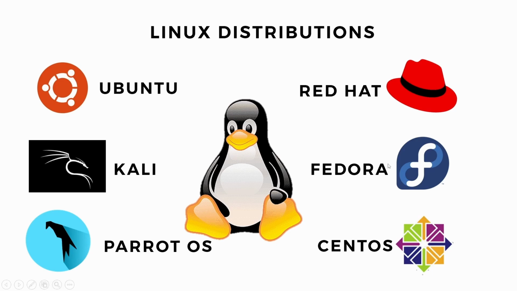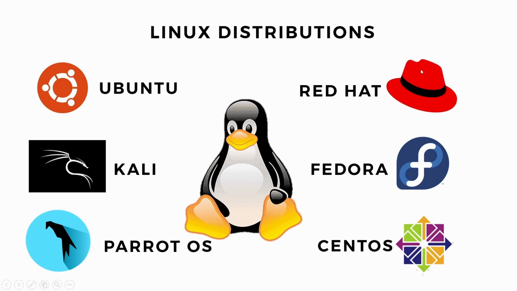Next one, we have Fedora. Fedora is a community-driven Linux distribution that is sponsored by Red Hat and is known for its great features and software. It is often used by developers who want to experiment with the latest technology. Last one, we have CentOS. CentOS is a Linux distribution that is based on Red Hat Enterprise Linux, and it is designed for enterprise use with the focus on stability, security, and long-term support.